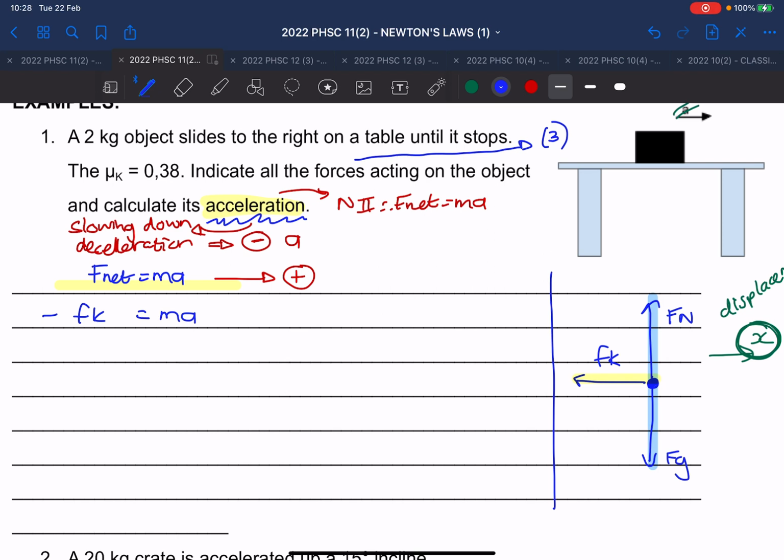Alright, now they ask us to calculate the acceleration. Do I have the mass? Yes, they said 2 kilograms. Do I have Fk? No, I have Uk. So I must first calculate Fk and then I can substitute it in there. Okay? So I'm going to do that in my info table here on the right hand side.